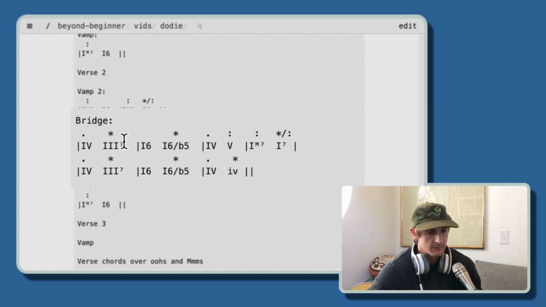The next interesting one that I want to get to is actually this one. So we get back to the 1-6. So the 3-7 takes us back to the 1. But we're not done yet. We actually want to get back to the 4.